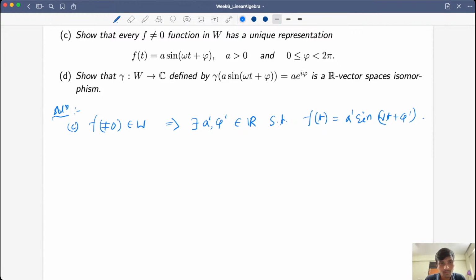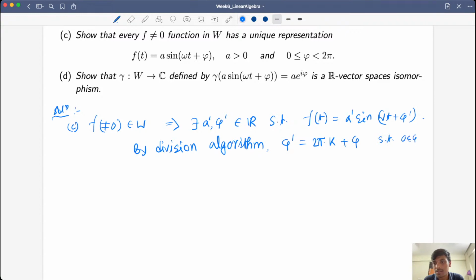Okay, first of all note that once we have phi prime belonging to R, by the division algorithm I can write phi prime equal to 2 pi times k, some integer k, plus phi, such that 0 is less than or equal to phi, less than 2 pi. This is just the standard division algorithm, and k belongs to Z. I can always do that.